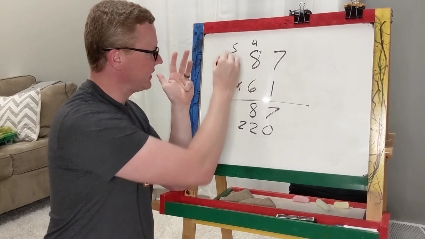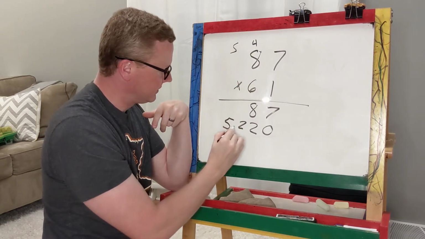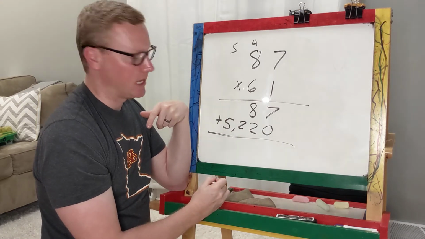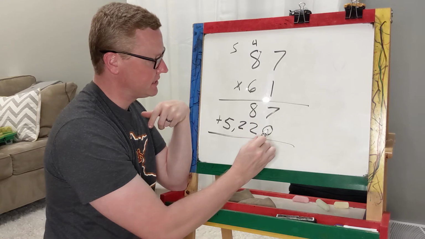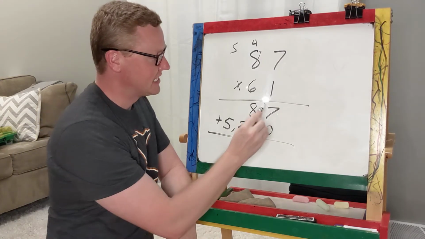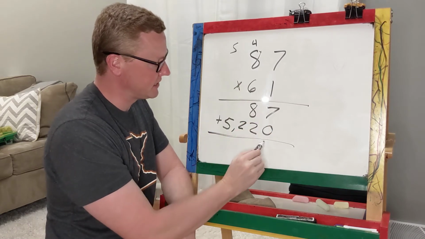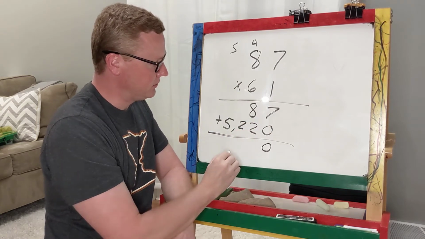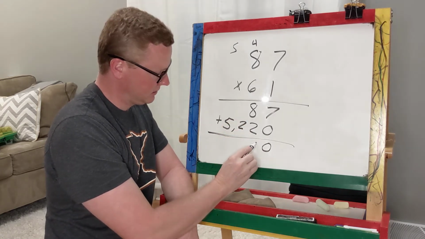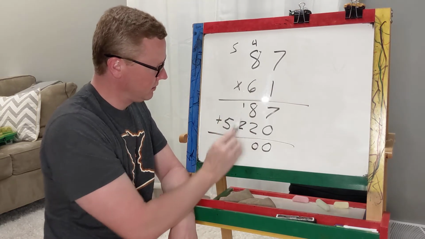And I can put my 5 over here, but there's nothing to multiply, so I can just drop it all the way down here. Last step is we add them all together. 7 plus, not times, because we already did our multiplying part. 7 plus 0 is 0. 8 plus 2 is 10. I don't have any 1s here, so I'm going to put 0 here and put my 1 over there.